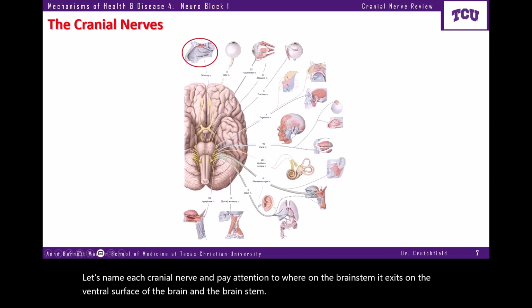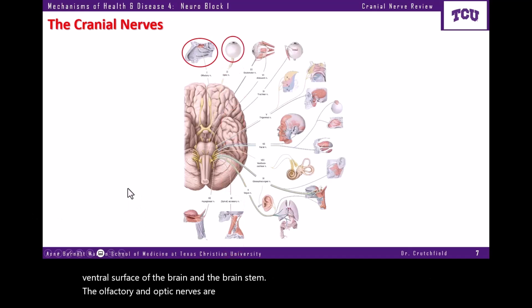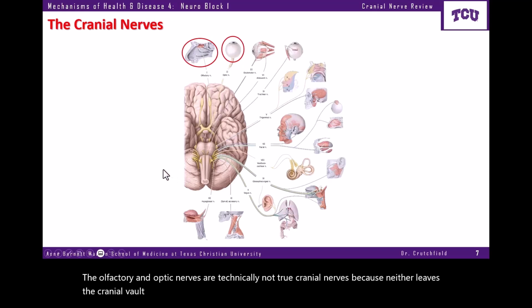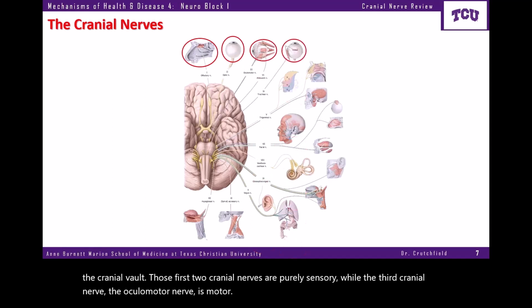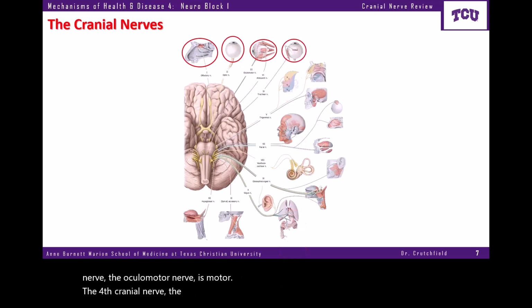The olfactory and optic nerves are technically not true cranial nerves because neither leaves the cranial vault. Those first two cranial nerves are purely sensory, while the third cranial nerve, the oculomotor nerve, is motor. The fourth cranial nerve, the trochlear nerve, also a motor nerve, innervates the superior oblique muscle of the eye.